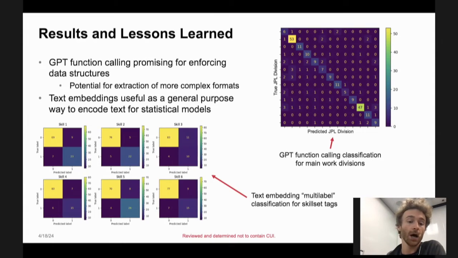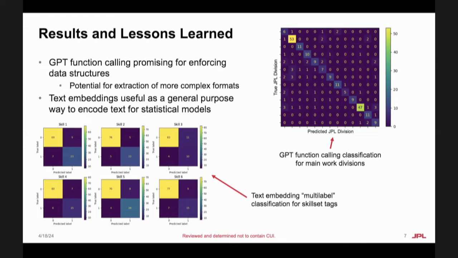I think the thing we were most impressed with or interested in was this idea of function calling. Obviously, for the classification I described, we're only tagging each contract with a single tag, but there's no reason that this function calling feature can't be used for more complex data structures.